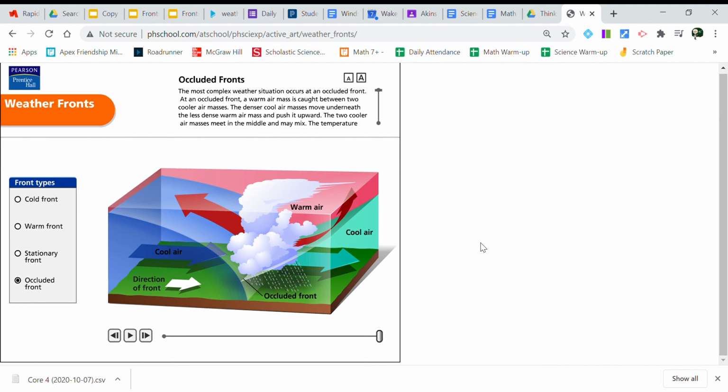So hopefully you guys are able to use this on your own and play around, experiment, see what happens with these different types of fronts.